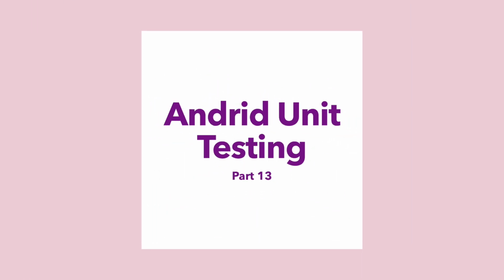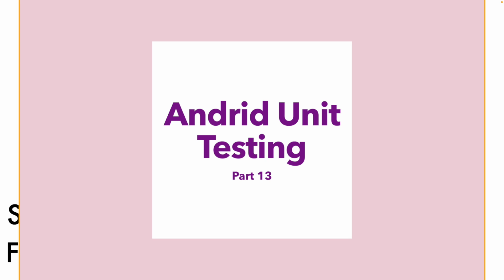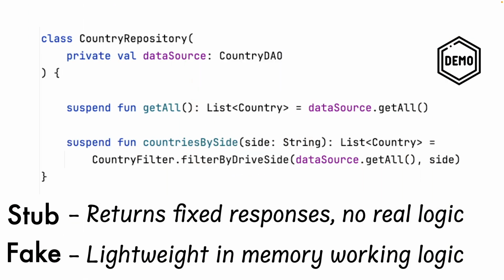In the previous video, we have seen how to implement a test case for a repository using a stub data access object. What is a stub? It returns fixed responses with no real logic. There is another way to test a repository wherein instead of a stub, you use a fake. A fake is lightweight, in-memory working logic.